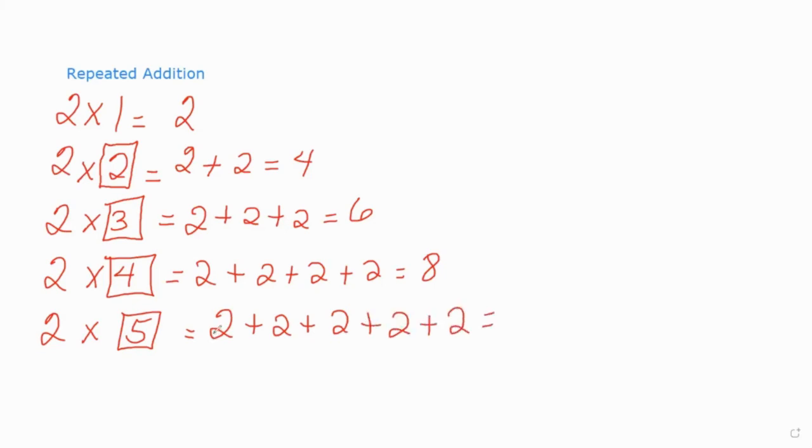1, 2, 3, 4, 5 2s. 2 plus 2 is 4 plus 2 is 6 plus 2 is 8 plus 2 is 10. Okay, so 2 times 5 is 10 because we wrote 2 5 times by doing addition, because multiplication is what? Repeated what? Subtraction? Division? No, repeated addition. Okay, so we added.